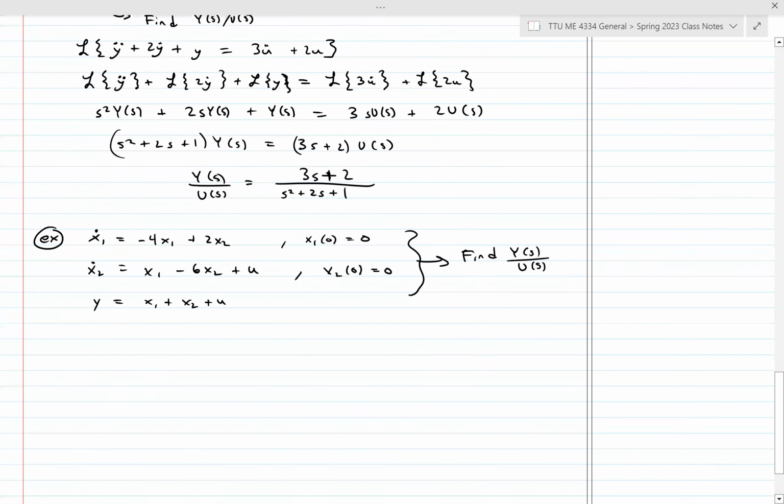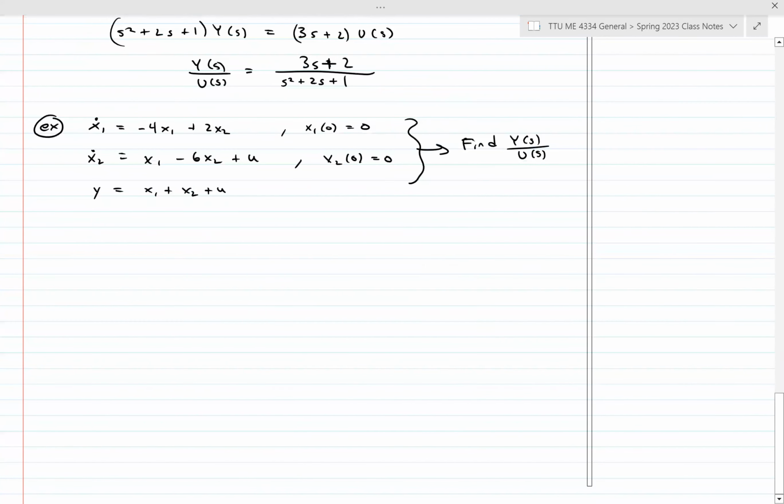If you aren't familiar with state space modeling, x1 and x2 are our states. Those are the things that potentially represent energy storage or mass storage in our system, or a variety of different things. They essentially represent the internal dynamics of our system. But we don't need to know too much about that in order to get our transfer function for this case. So, suggestions. I give you this set of equations and say find the transfer function. How do we approach it?